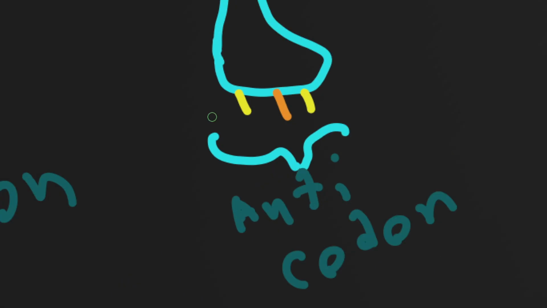So, an anticodon would be able to connect to a certain part of an RNA strand that is the codon. So this sequence would match with this sequence. Hold up, wait a minute, I got this wrong. A G A would be the same as U C U. Okay.